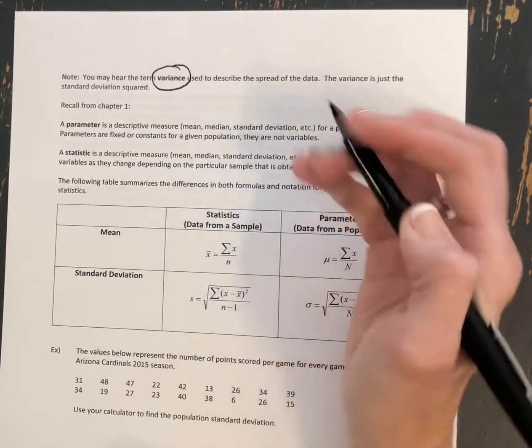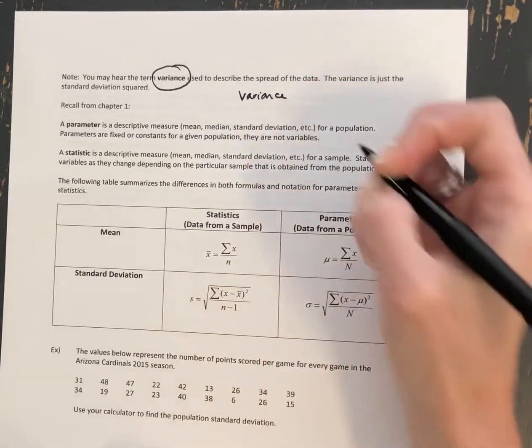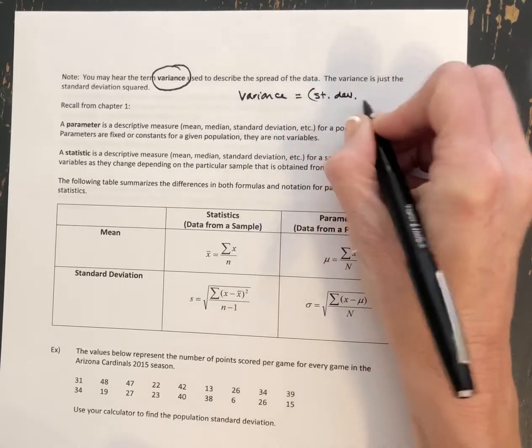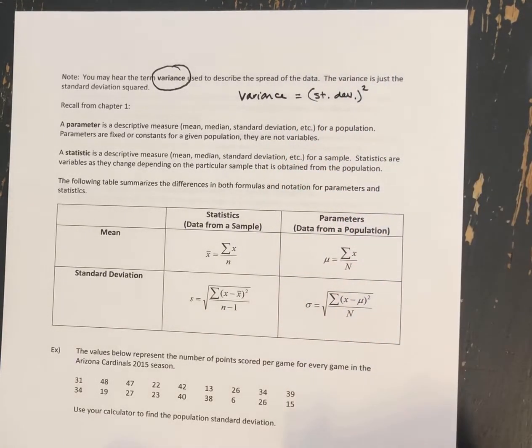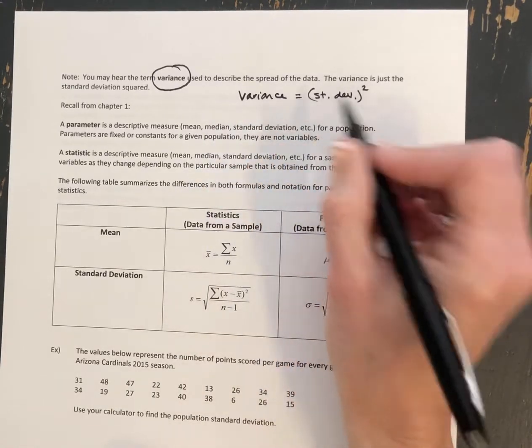So if you're given the standard deviation, you can just square it to find the variance. And vice versa, if you're given the variance, you can take the square root of it to get the standard deviation.